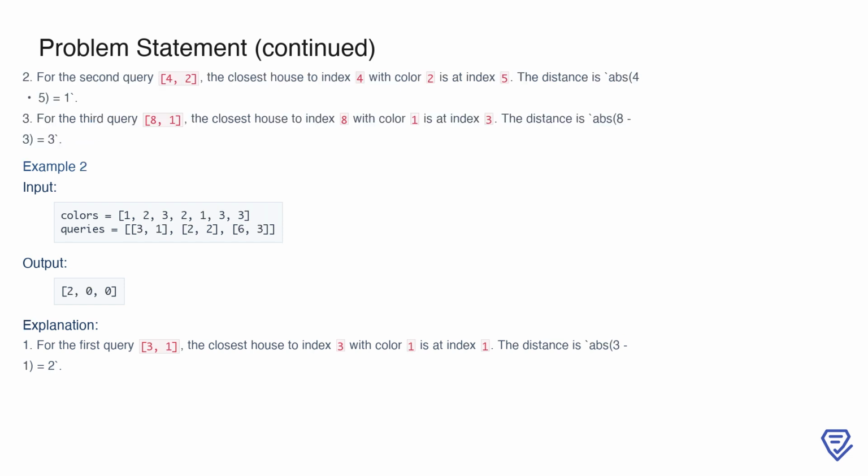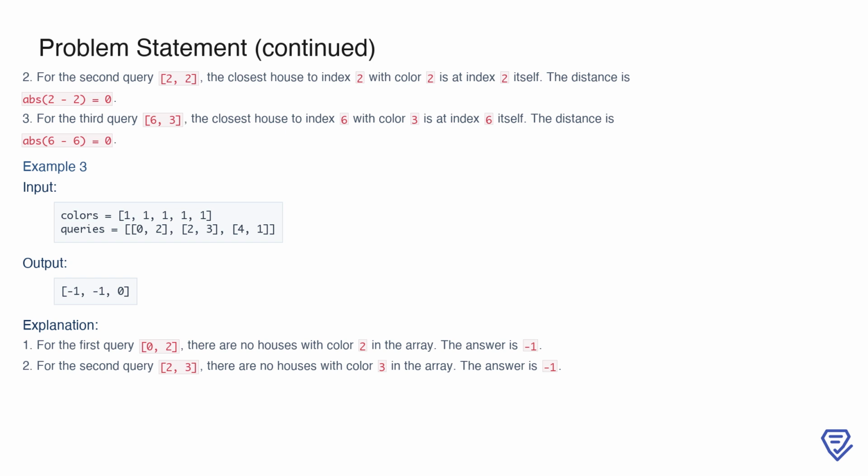For the second query, we are looking at index 4 and searching for the nearest house with color 2. The closest house with this color is at index 5, so the distance is abs(4 - 5) = 1. The result for this query is 1. For the third query, we are at index 8 and need to find the closest house with color 1. The nearest house with color 1 is at index 3, which gives a distance of abs(8 - 3) = 3. The output array for this example is [3, 1, 3].